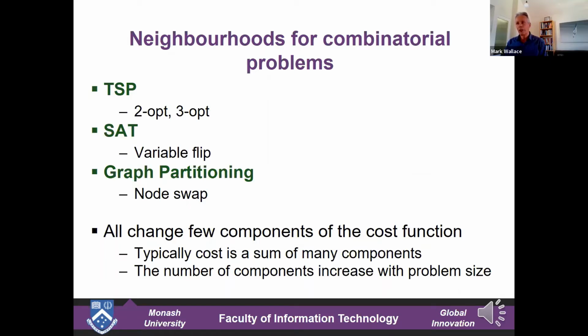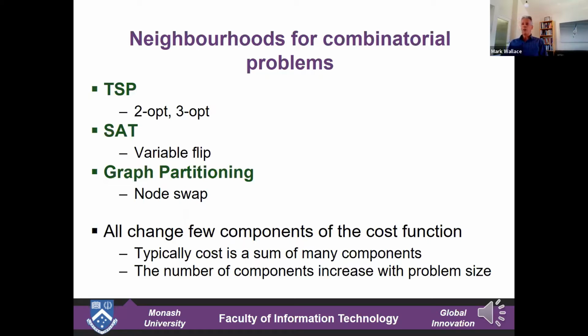Now I want to begin to look at neighbourhoods. In TSP problems, you have neighbourhoods like 2-opt and 3-opt, which just change a few of the values in the cost function, in the cost expression. For a typical SAT problem, you're flipping the value of a variable. And for graph partitioning, you're doing a node swap, and so on.